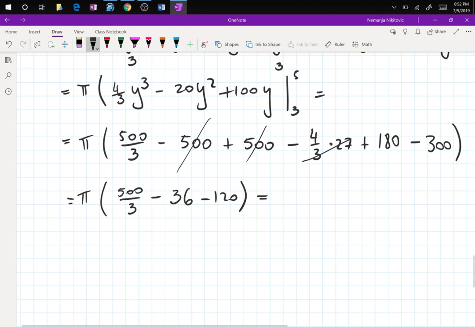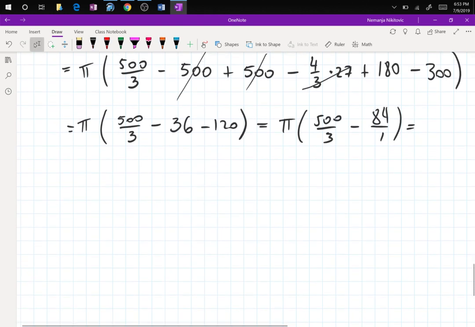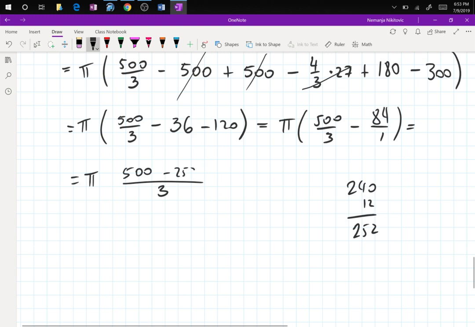120 minus 36, that's going to be 84. So we have pi, 500 over 3 minus 84 over 1. Multiply that by 3. So 500, I don't need the parentheses anymore. 84 times 3, that's 240, and 12 gives you 252. 252.